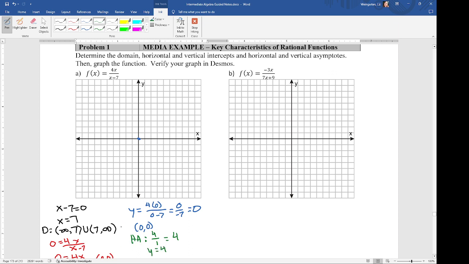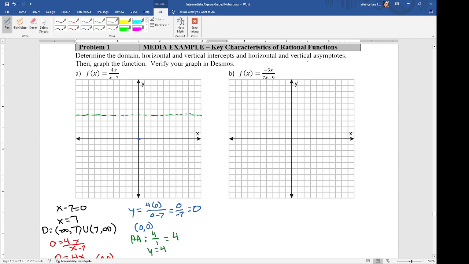Now just to be clear, an intercept is a point. So that's why we have 0, 0 as our intercepts. An asymptote is a line. So I'm actually going to graph the line, just kind of a dotted line here. Y equals 4. Now these asymptotes are going to help us to graph our equation by giving us some guidelines as to what our functions should be going towards.